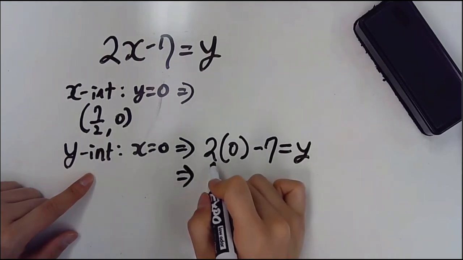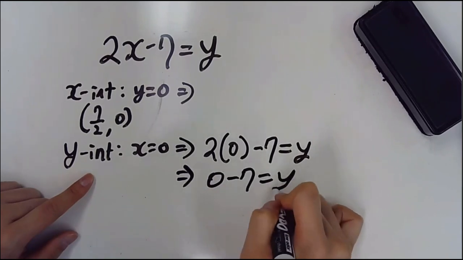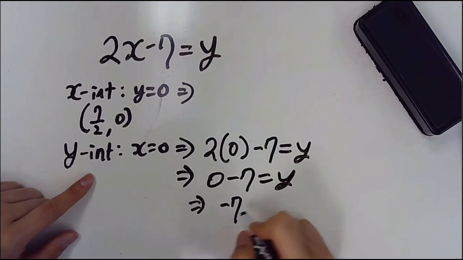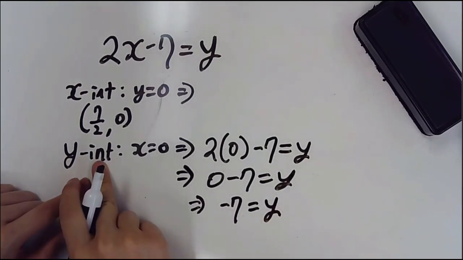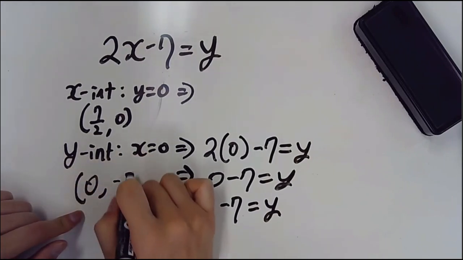Then what do I get? I get 2 times 0 is 0, minus 7 is equal to y. And what is 0 minus 7? That is negative 7 is equal to y. What does that mean? That means that my y-intercept is at the point (0, -7).